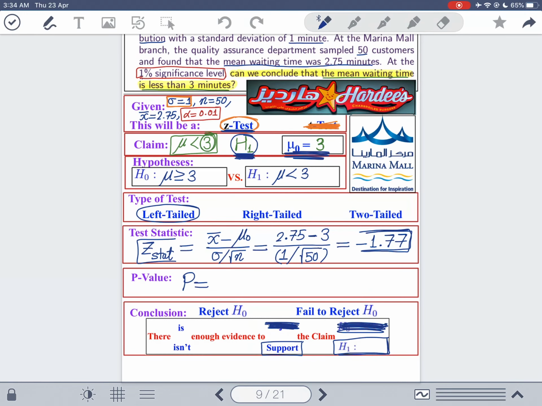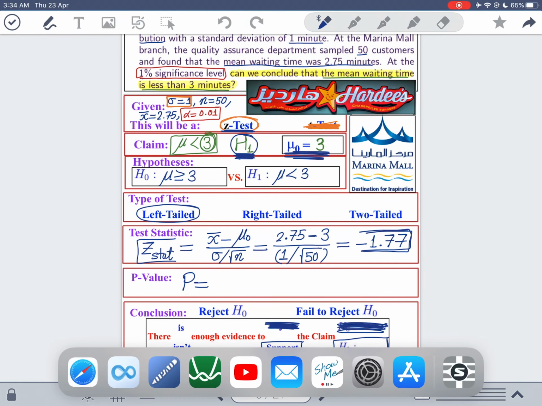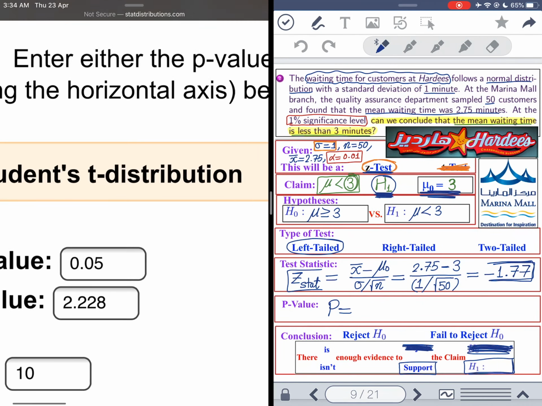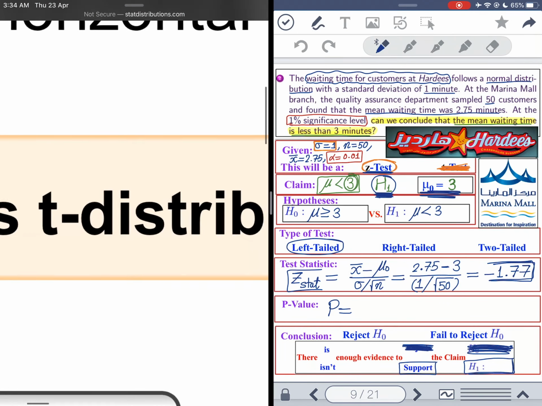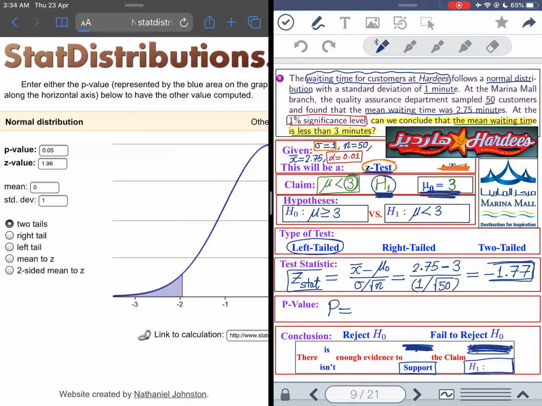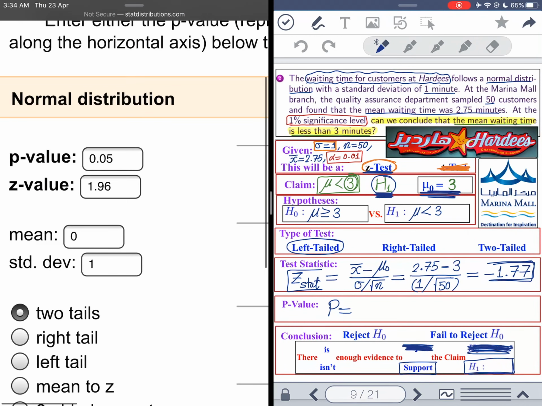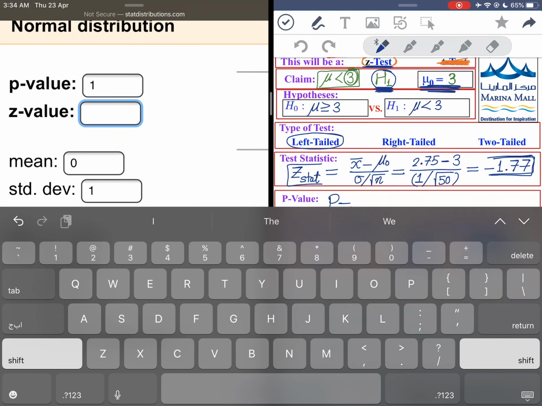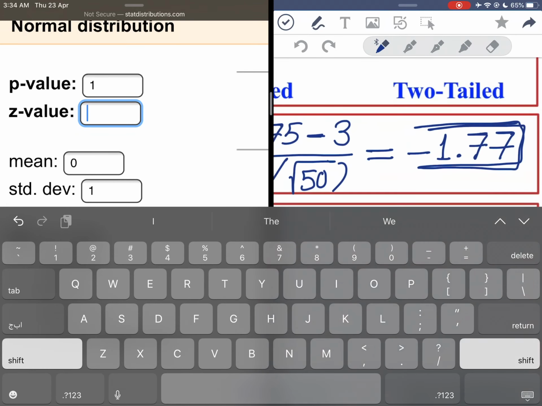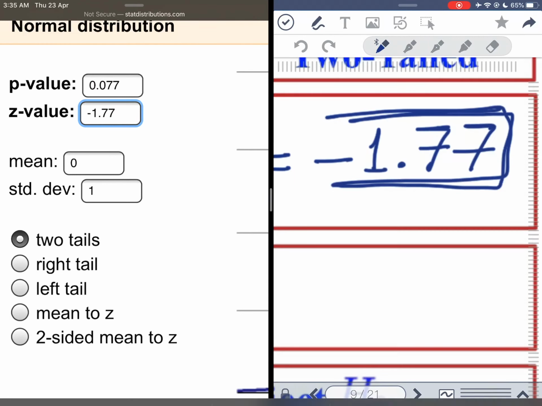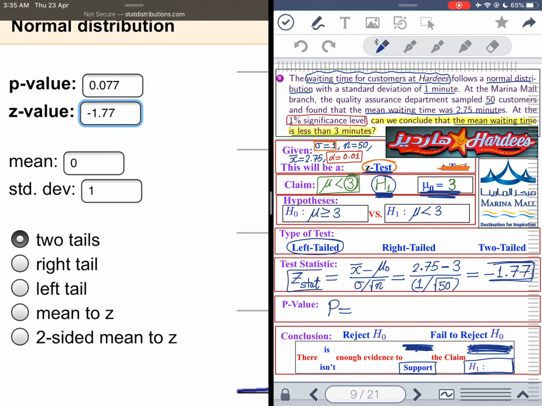P equals, and let's go to the online calculator. Notice the online calculator is on the t distribution, but here we have z, so we need to use the normal distribution. So go to normal. Normal is the z distribution. So you will put the z value, the z statistic that we just got, negative 1.77, and our test was left tail, so take away the other two.